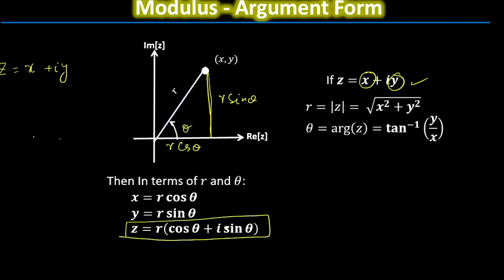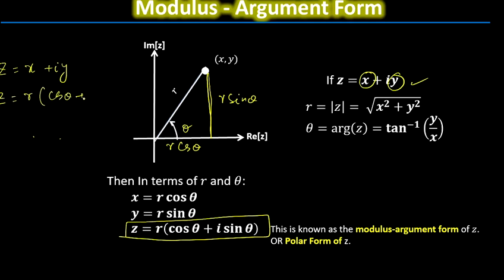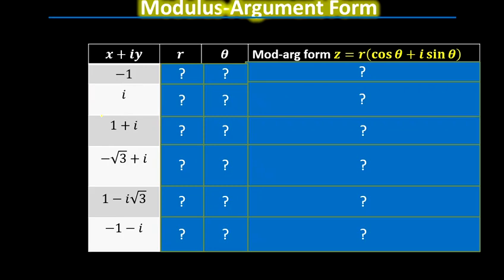This format is known as modulus argument form, because r is the modulus, theta is the argument. Another name is the polar coordinate form. So now you have learned two different ways of writing a complex number, standard form and the polar coordinate form. You need to know the argument and you need to know the modulus, and then you can write in this form. Secondly, you have a few examples here.